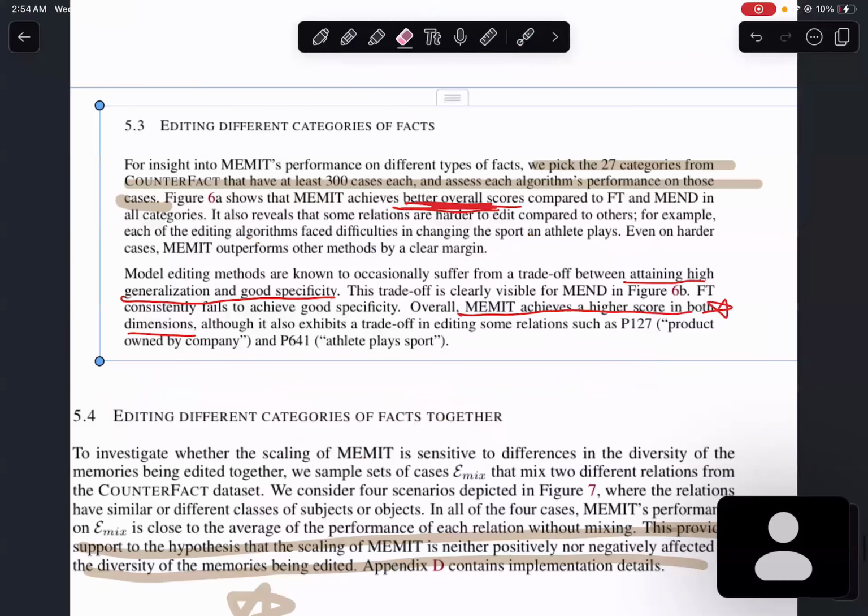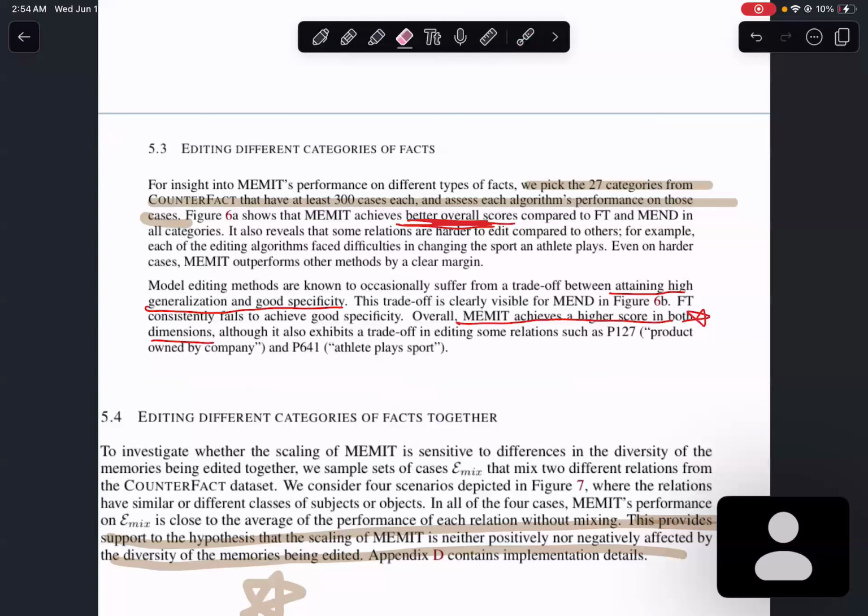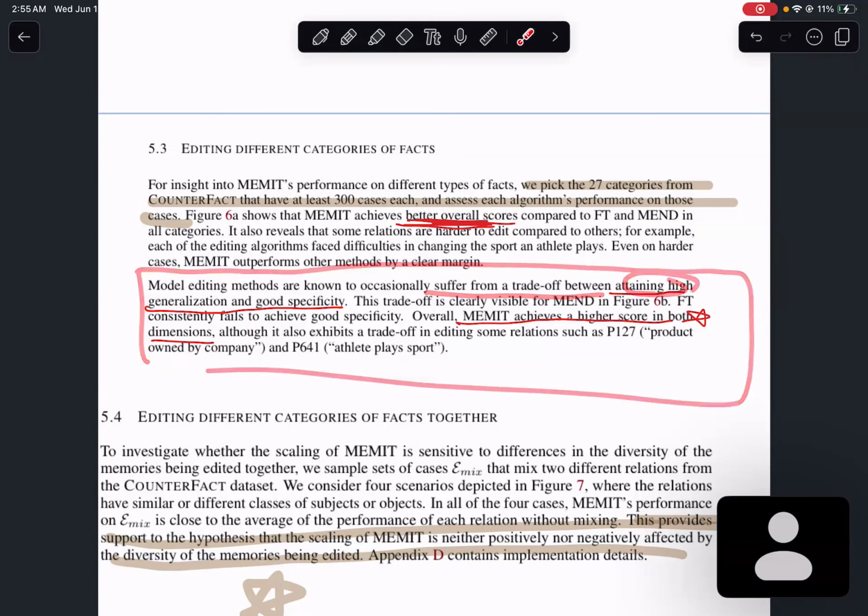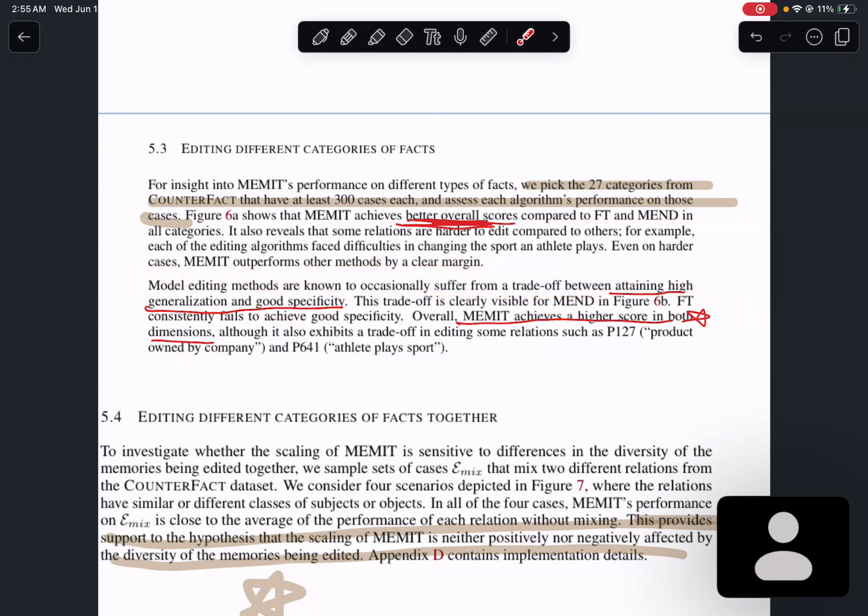And also we're going to talk about editing different categories. What they do is pick 27 categories from counterfact that have at least 300 cases each and assess each algorithm's performance. It shows that MEMIT once again has better overall scores compared to other methods. Also, model editing methods are known to occasionally suffer from a trade-off between attaining high generalization and good specificity. I'm not sure how to pronounce that. It's very visible in MEND, but MEMIT achieves a very high score in both, besides maybe some special cases.